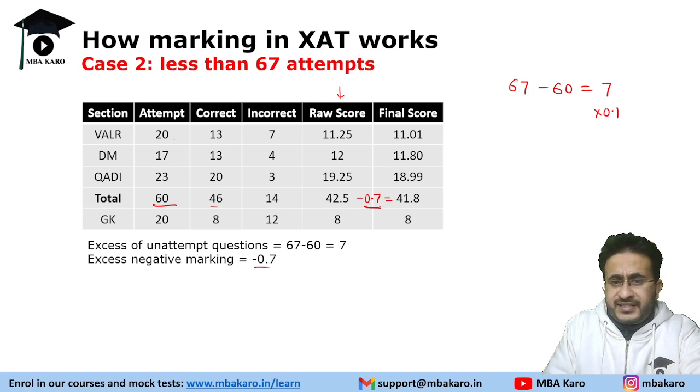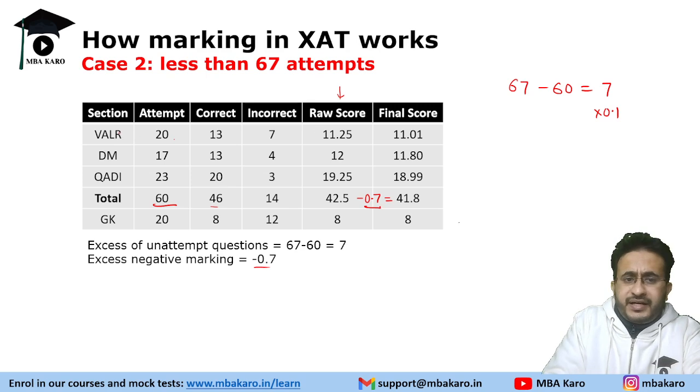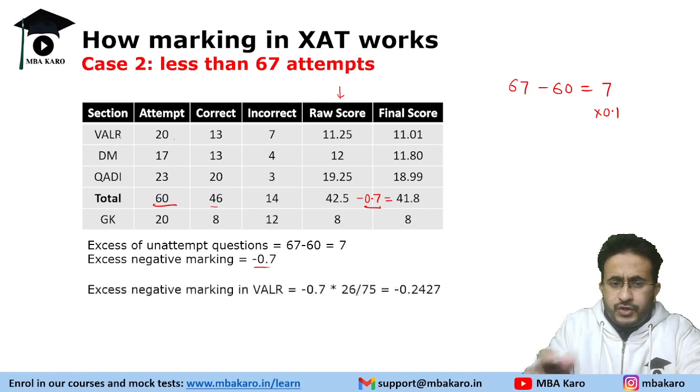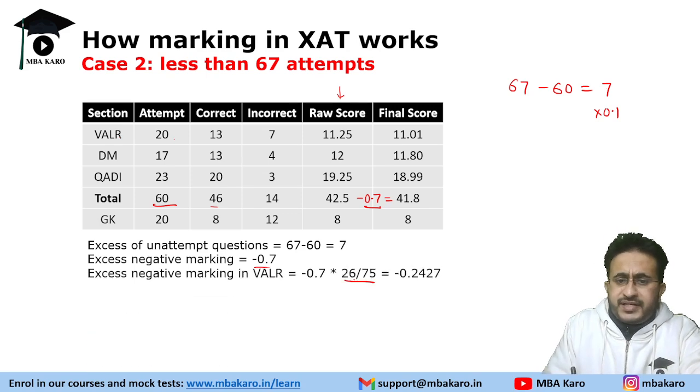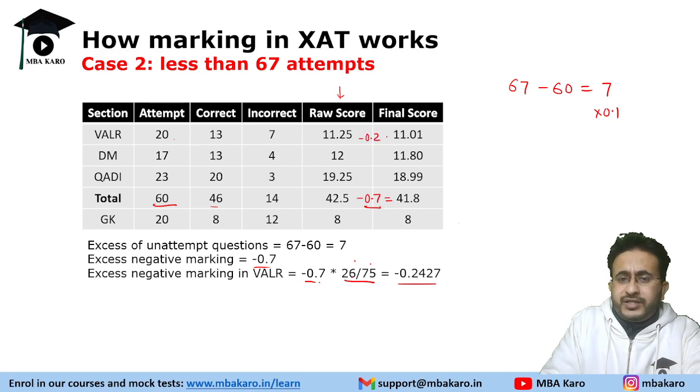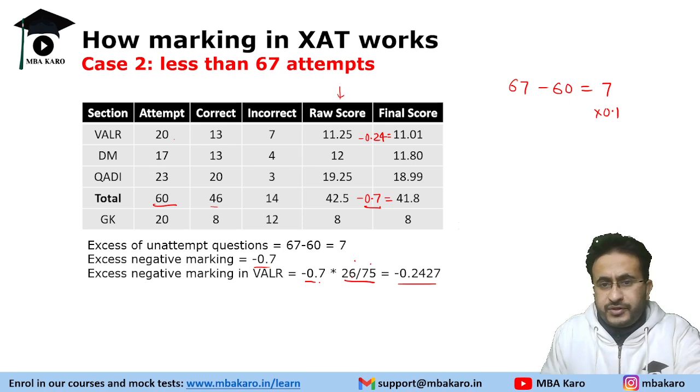So it is important to understand how this happens. Now the 0.7 has happened. VALR has 26 questions, so 26 out of 75 are VALR. So minus 0.7 will be distributed in 26 upon 75. You will lose 0.24 marks in that section. They take up to 2 decimal places and hence will give the score as 11.01.